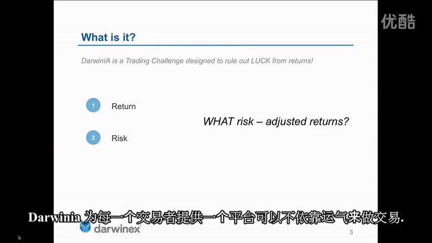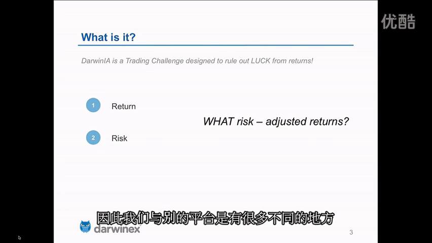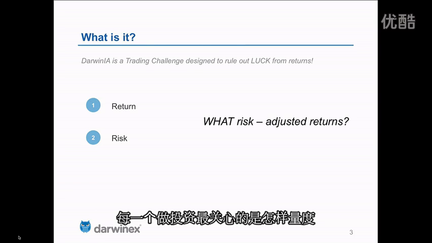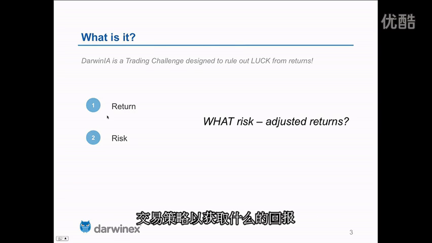So what is Darwinia? Darwinia is a trading challenge which is designed to rule out luck from returns, which makes it different from any other trading challenge out there. If you think of your average trading challenge, what people measure is what return a trading strategy obtained and how much risk was involved in obtaining that return. And what it really answers is what risk-adjusted returns were obtained by the strategy.